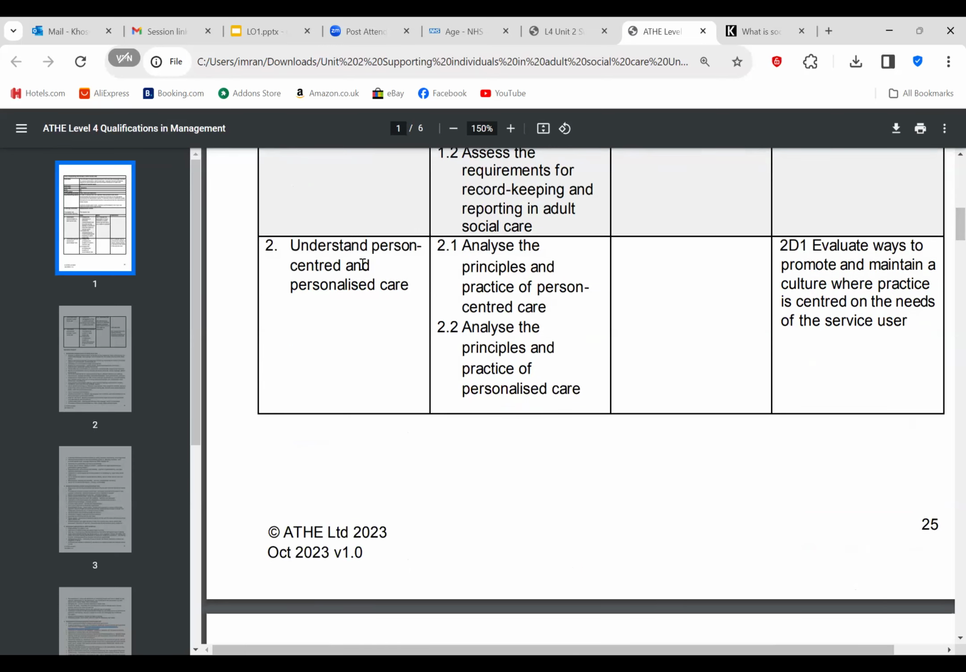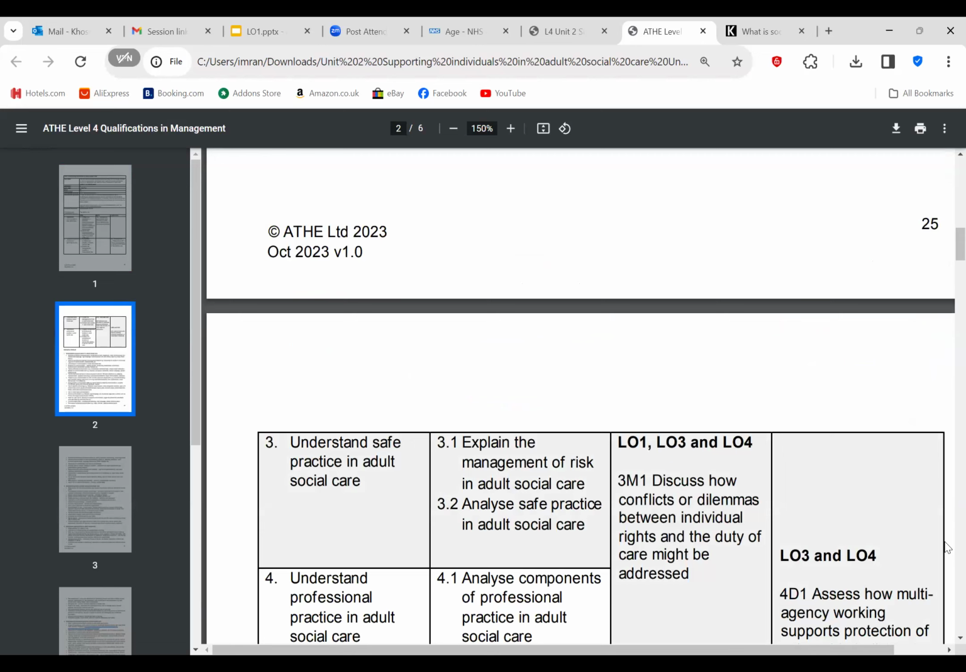The second learning objective that we will cover is understanding person-centered and personalized care, which is being advocated a lot now, even more than before, because it's the social care that you're giving, but it should be personalized and tailored according to the person themselves. Then we would go on to understand safe practice in adult social care. What are the safe practices? How would you manage risk in adult social care? Analyze safe practices in adult social care. We'll talk about this in detail.